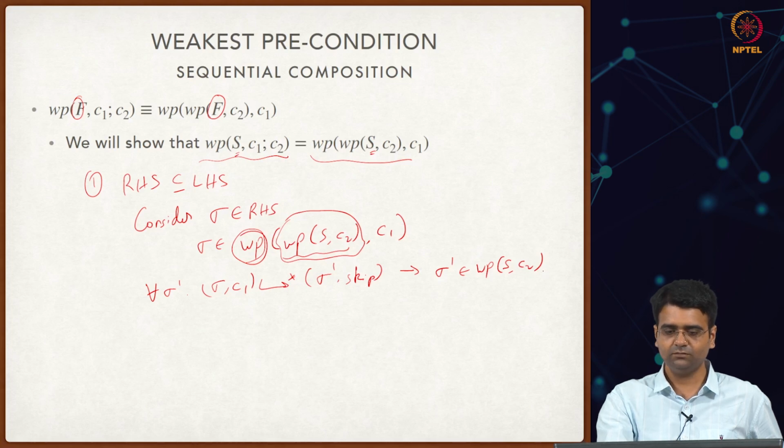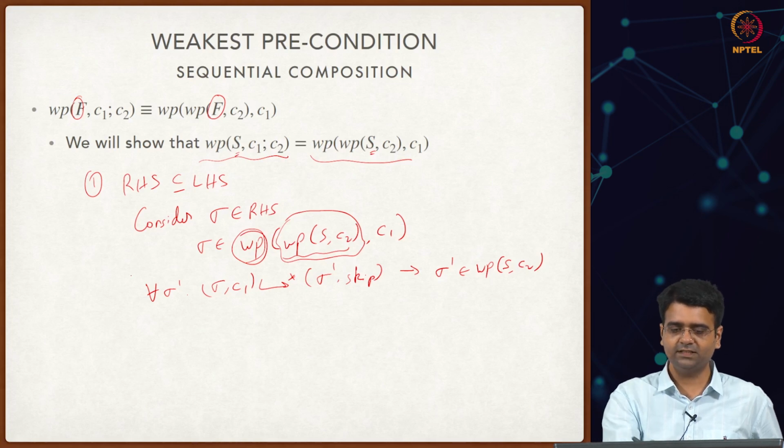Okay, so this is just coming from the definition of weakest precondition. Now let us see what we have to show. So let me just call this result 1. We are going to use this result 1 later, but let's now focus on what it is that we want to prove. So we want to prove that this sigma is in the left hand side.